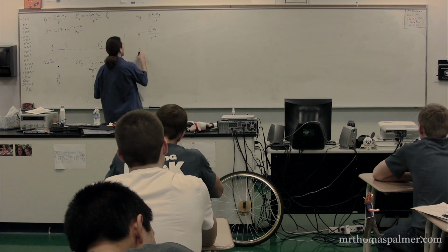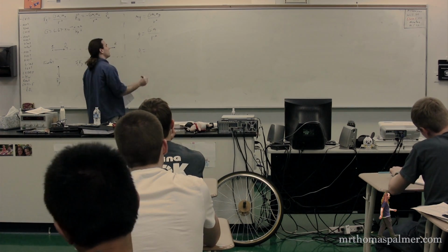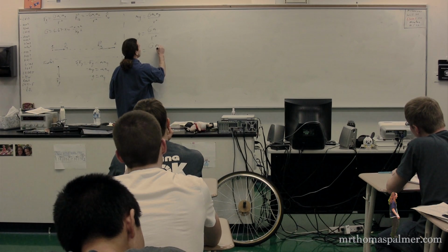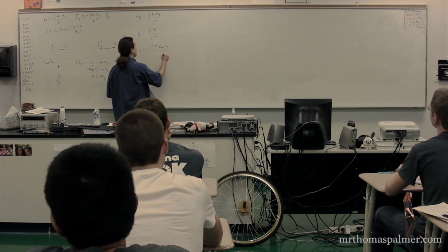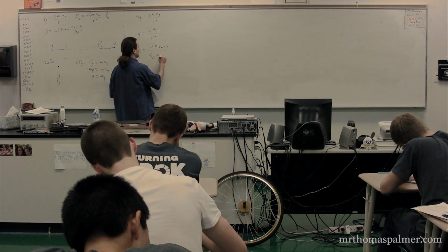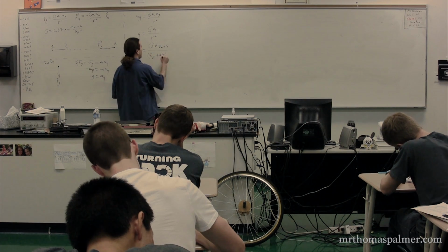So the acceleration of gravity here on planet Earth is equal to big G times the mass of the Earth divided by the radius of the Earth plus whatever your height above the radius of the Earth happens to be.